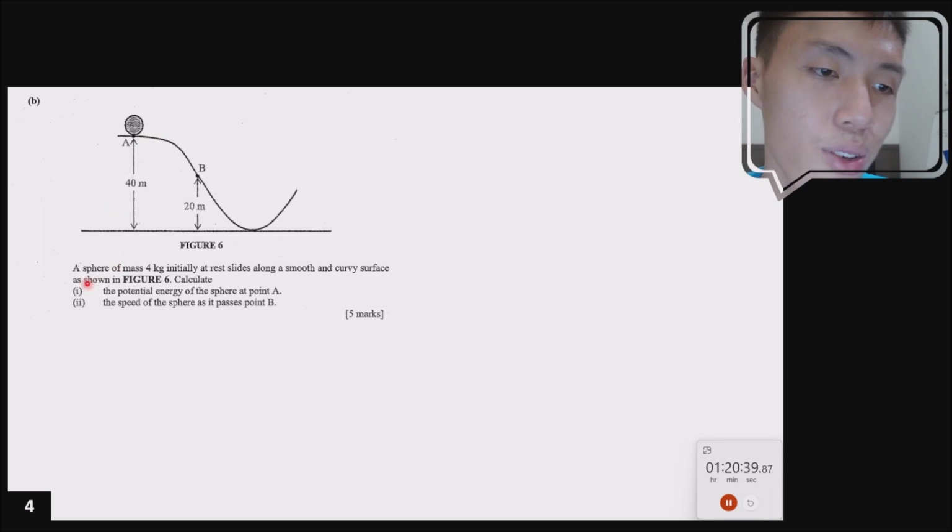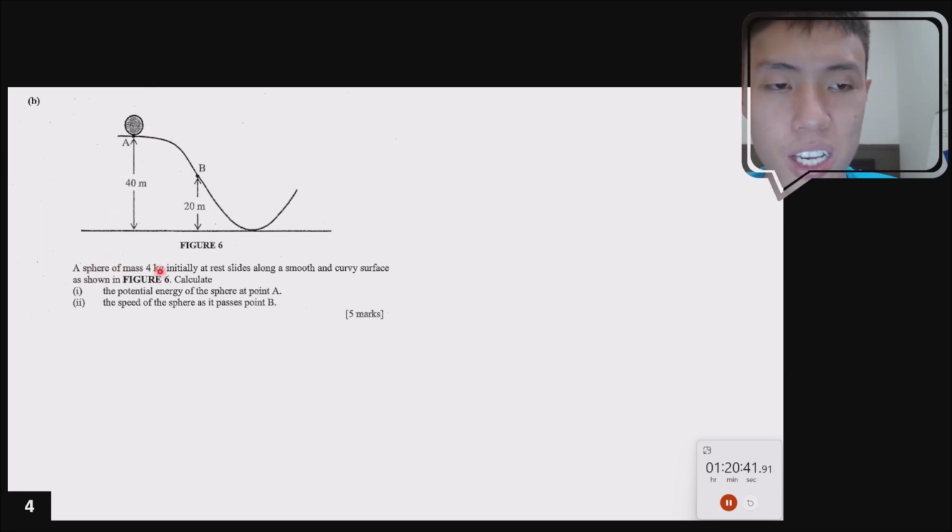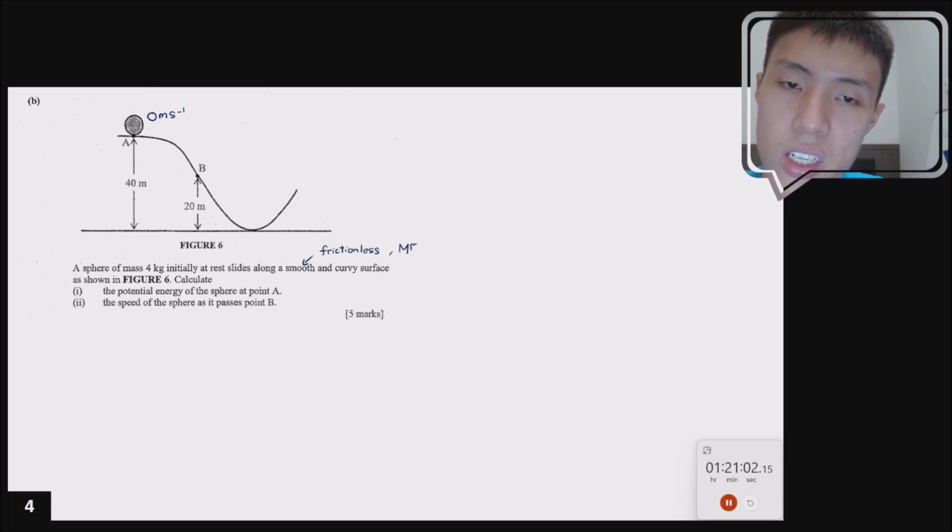Question B over here, you have a sphere of mass 4 kg initially at rest. So let's label it: initially at rest, 0 meter per second. It slides along a smooth and curvy surface. So this is the smooth and curvy surface. Why do they tell you smooth? Because it's frictionless. Because it's frictionless, you know that your mechanical energy is conserved.